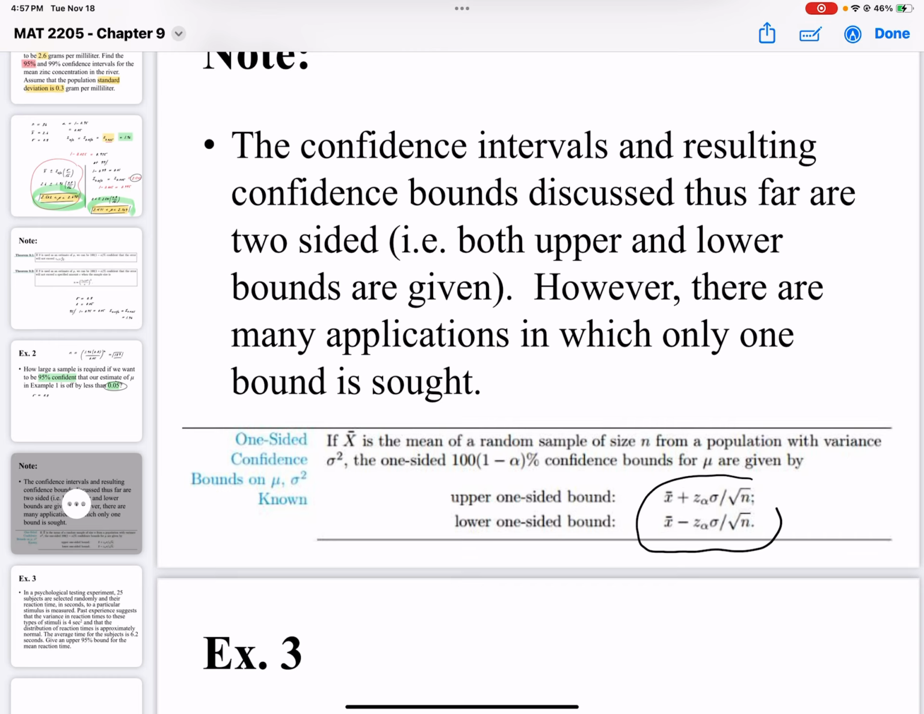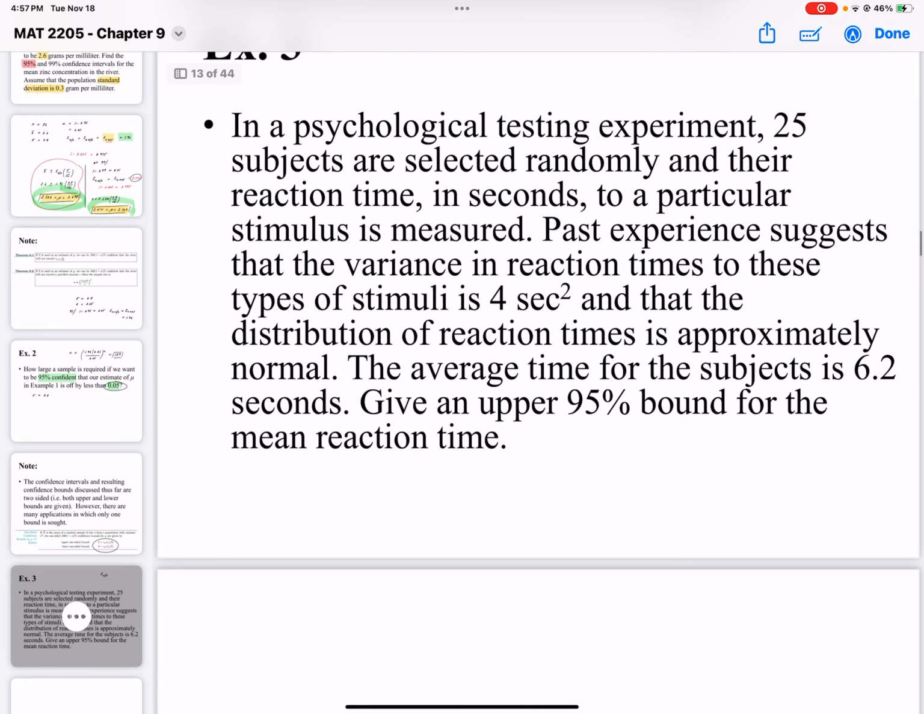Now notice the key difference. In all of the examples that we did before this one, our alpha, our Z sub alpha value was divided by 2. Now it's just Z sub alpha. It is not divided by 2. So if I have just an upper bound or just a lower bound, the main difference is I do not need to divide my alpha value in half. All right, let's do it.